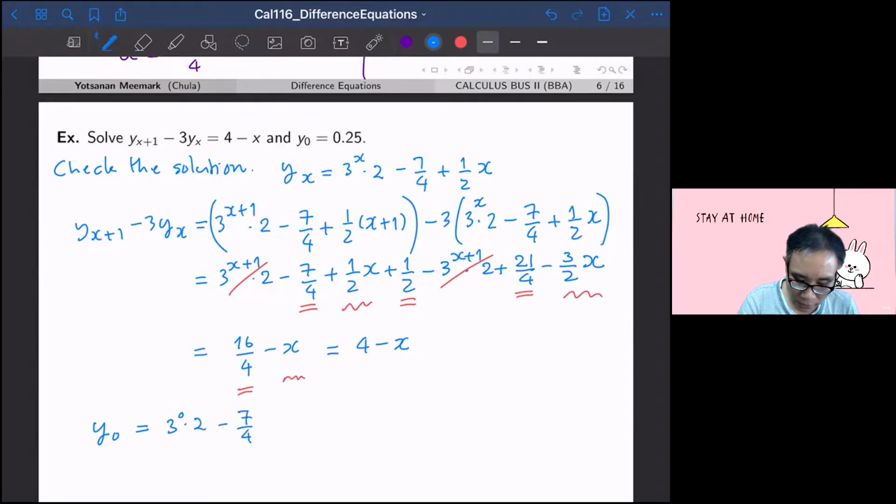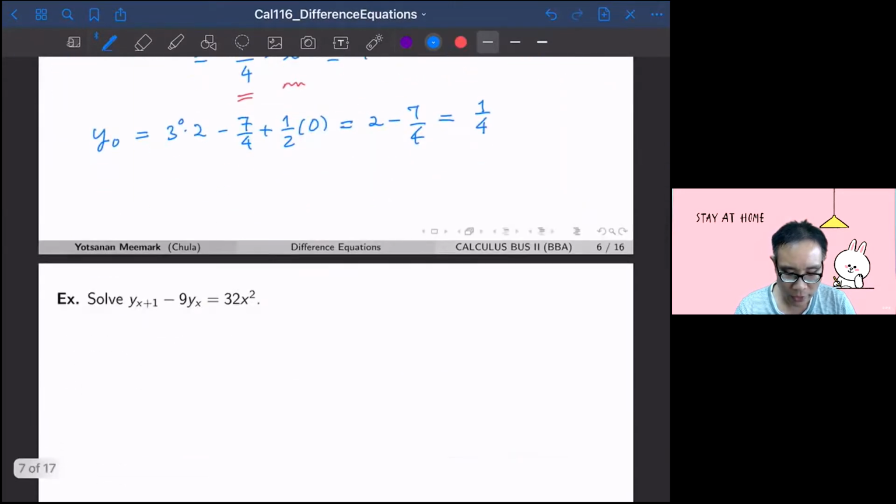Okay, plus 1 half times 0. So it's going to be 2 minus 7 over 4 equal to 1/4. Okay, so this one will be everything correct. It satisfies that difference equation, and it's going to satisfy the initial condition as well. So this will be just the difference equation that you have.